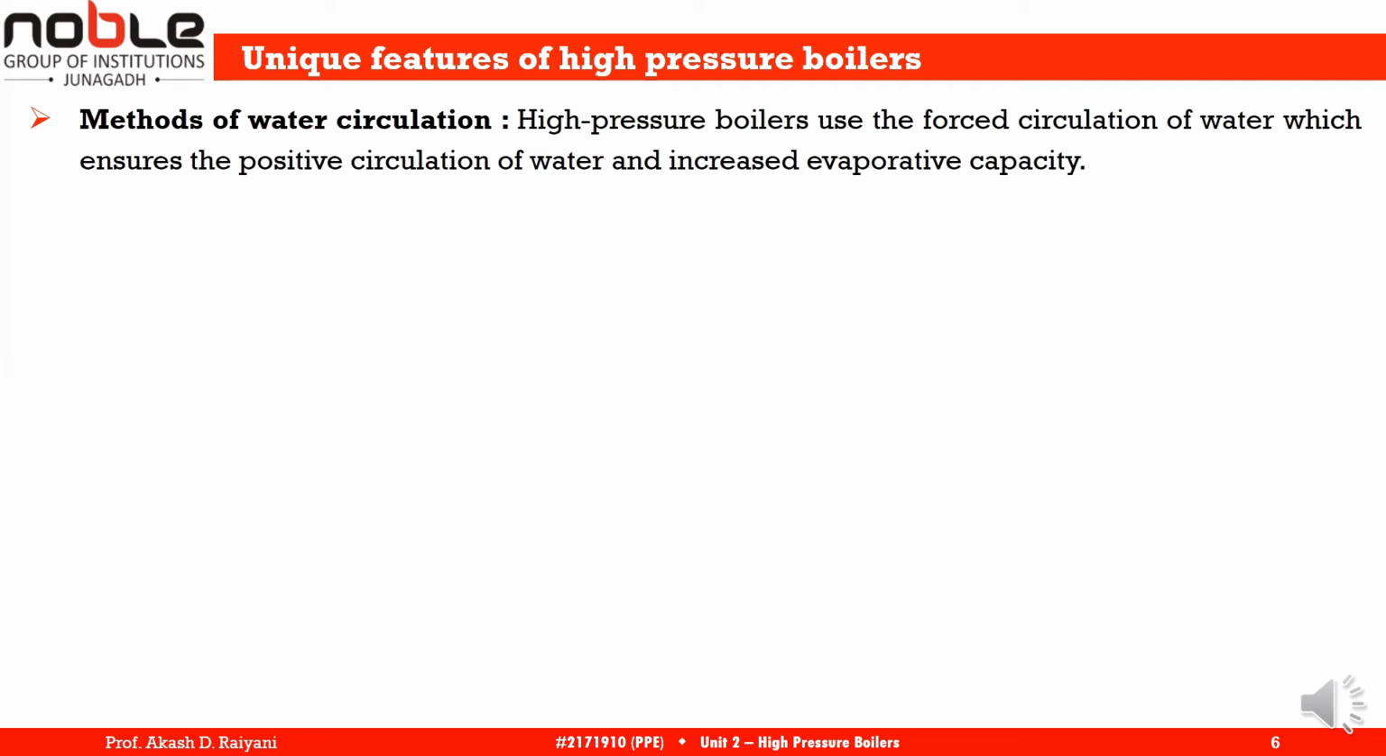So the use of natural circulation is limited to subcritical boilers up to 140 bar boiler pressure, and the use of forced circulation becomes necessary for critical and supercritical boilers. That is why the high pressure boiler uses forced circulation of water, which ensures positive circulation of water and also increases the evaporative capacity.